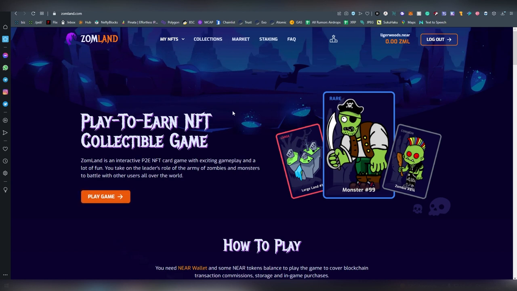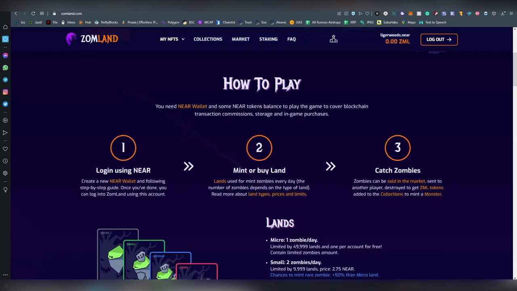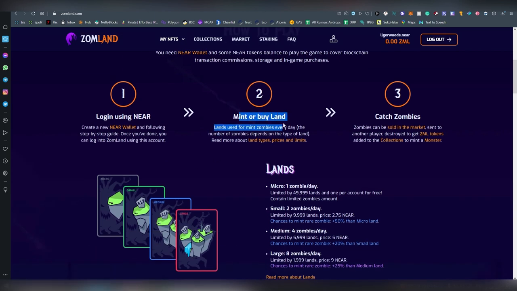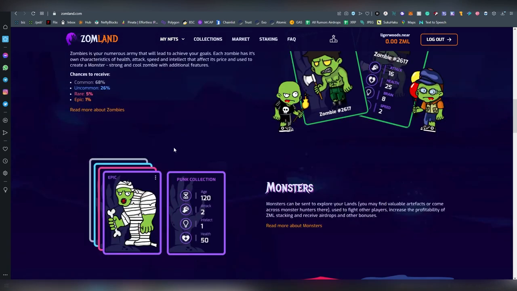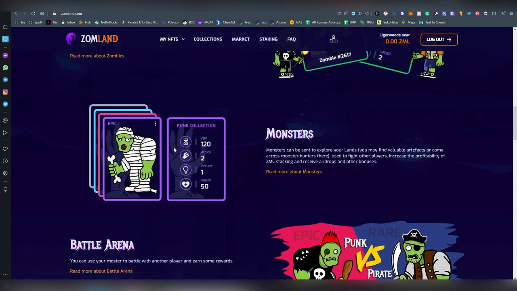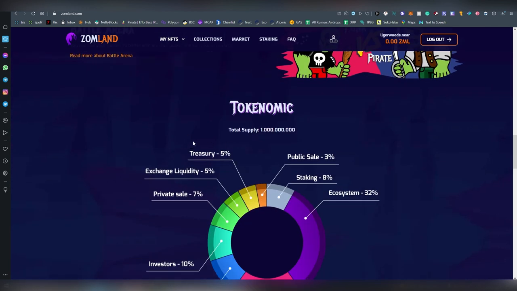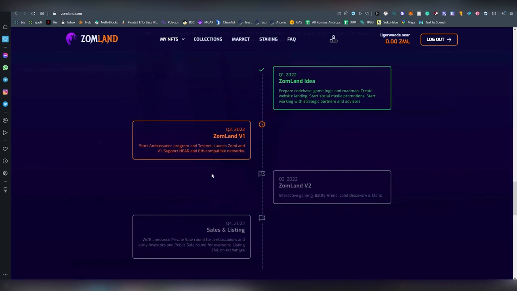This is on Near. It actually has a free entry right now. So basically, you are buying these lands, and they mint out these zombies. And zombies can be sold on the market, sent to another player, or destroyed for ZML tokens. And I believe the zombies are also able to find different types of lands. So there's four types of land. You will get the micro one for free, actually. And I think it generates like 2 zombies per day or something. And there's also a battle arena. I'm not sure if that is out yet, but there's also a breakdown of the tokenomics.